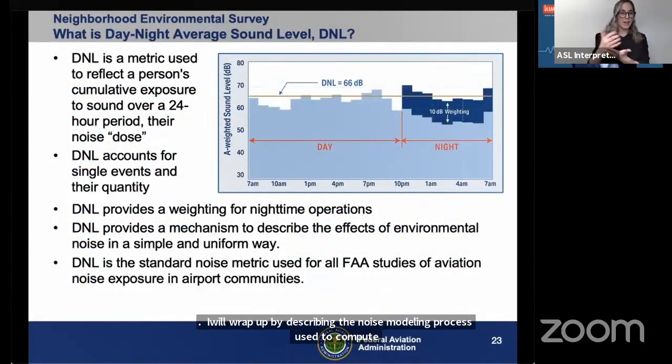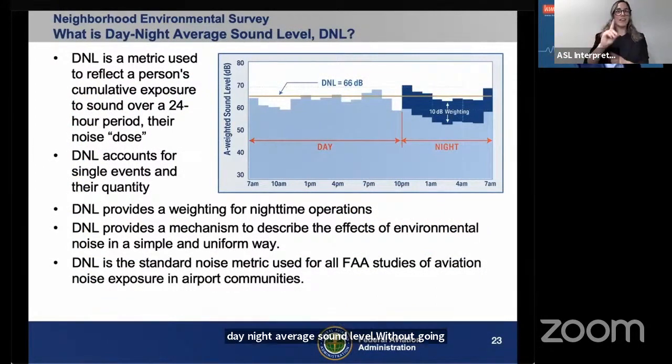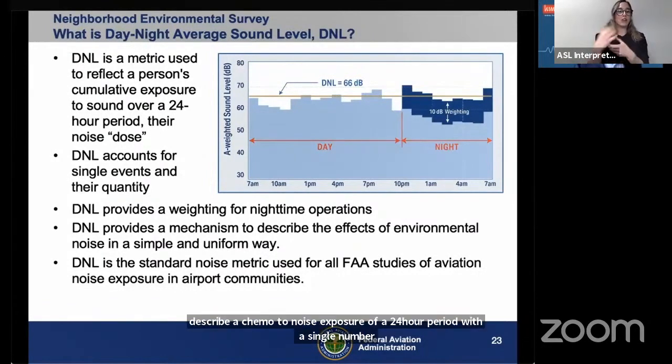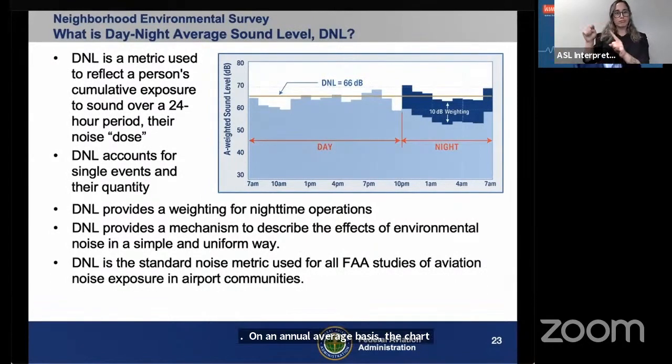Without going into the mathematics, day-night average sound level, or DNL, is a way to describe a person's cumulative noise exposure over a 24-hour period with a single number. DNL accounts for the noise levels of single events and how many occur during that 24-hour period, typically on an annual average basis. The bar chart on the right shows hourly aircraft sound levels for each hour of the day. The dark blue bars depict the metric's weighting of sound levels during nighttime hours by 10 decibels to account for increased sensitivity to noise during those hours.